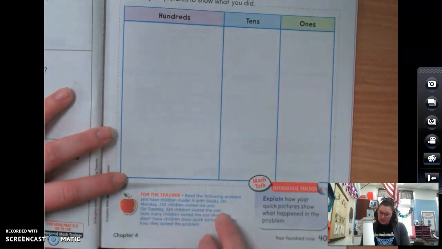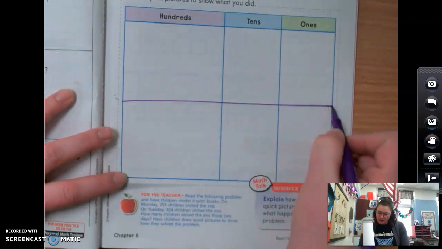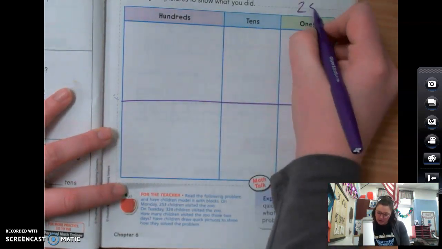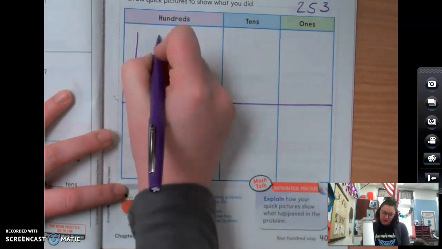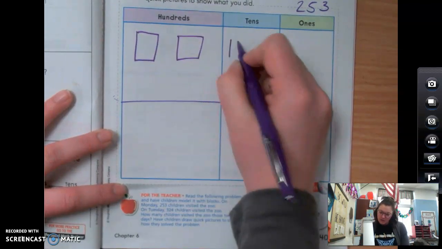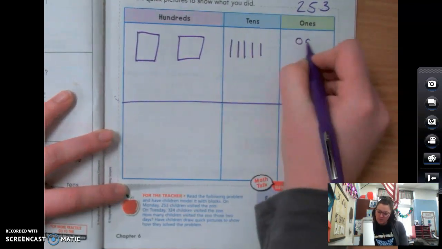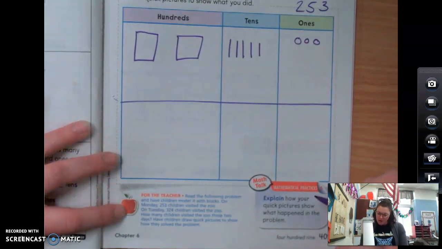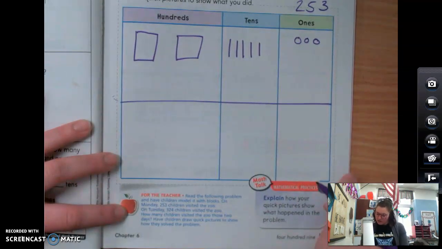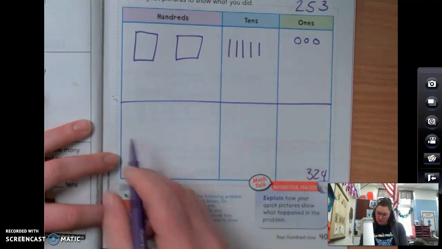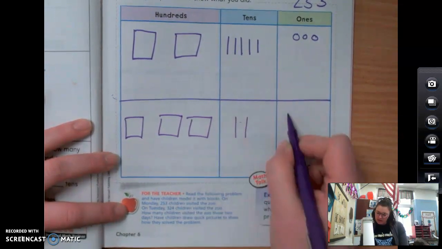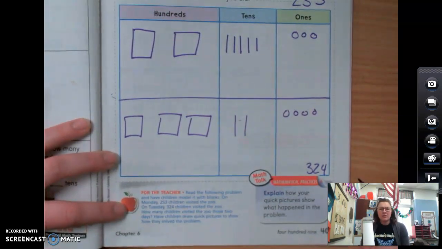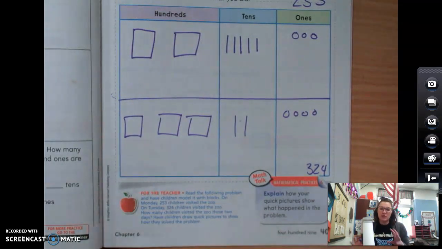253 children visited the zoo. So let's split this box. Let's draw a quick picture, and I'm going to write the number here just so my brain can remember 253. Let's draw a quick picture of 253. Okay. On Tuesday, 324 children visited the zoo. So 324. 3 hundreds, 2 tens, 4 ones. All right.